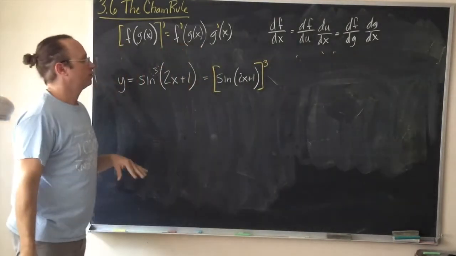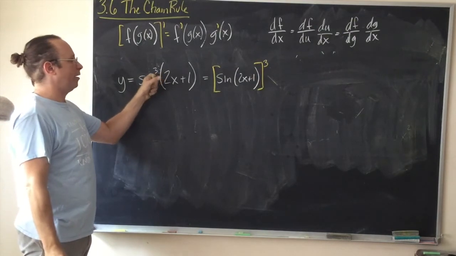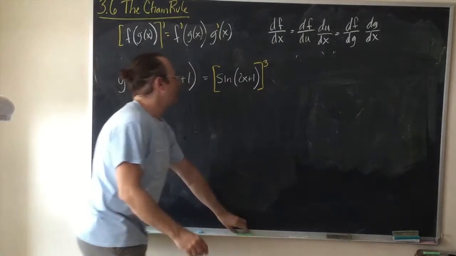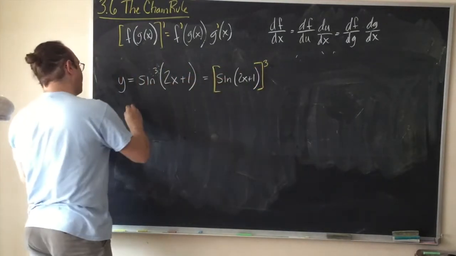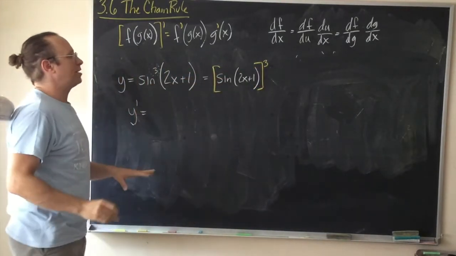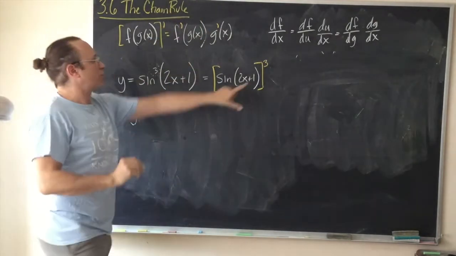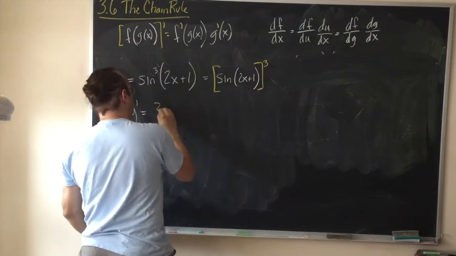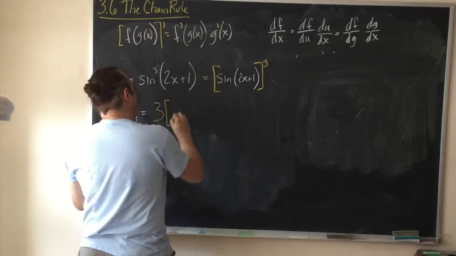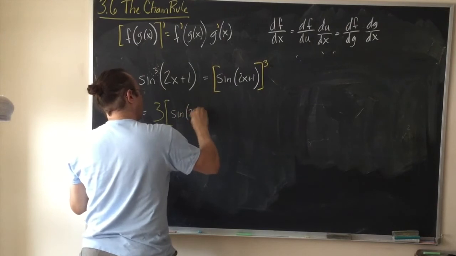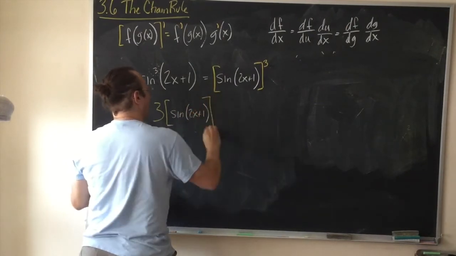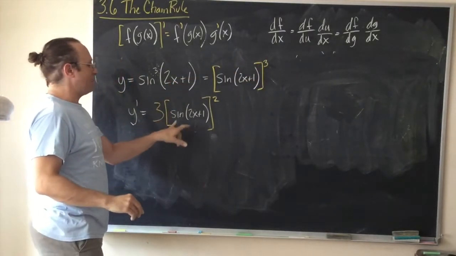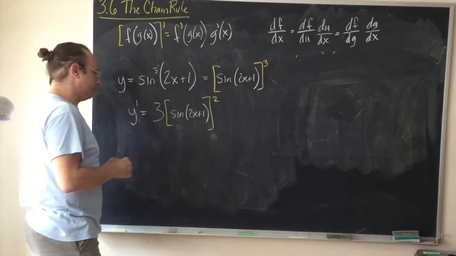cubed. So notice this 3 right here goes all the way out there. So you have to keep in mind that when the cube is there, it actually goes up there. And now to find y prime, all right, so we're going to work from the outside inward. I'm going to start and I'm going to hop my 3 down. And then I'm going to take the stuff on the inside. And it's going to get squared. The 3 hops down. I have a sine of 2x plus 1.